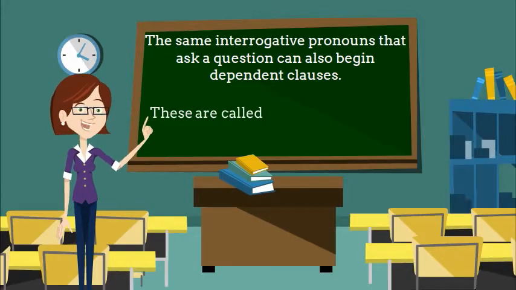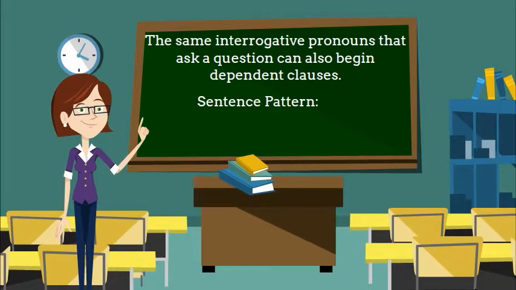The same interrogative pronouns that ask a question can also begin dependent clauses. These are called relative pronouns. The sentence pattern is subject plus adjective clause plus verb. Here are some examples of sentences that have this pattern.